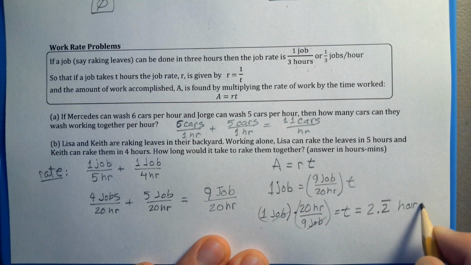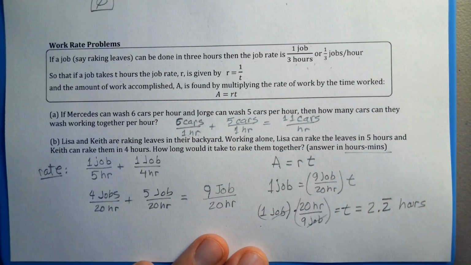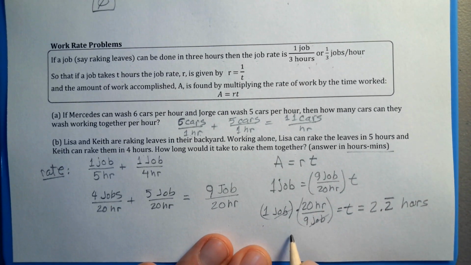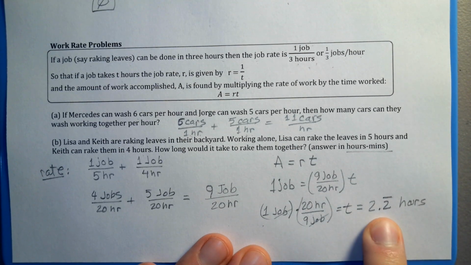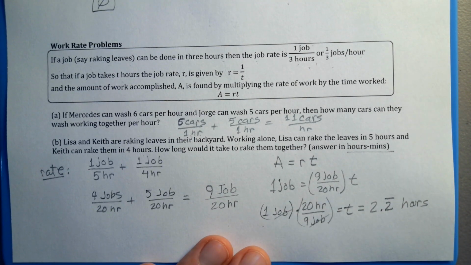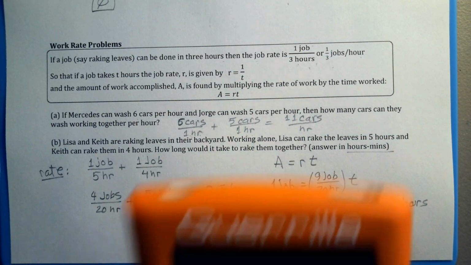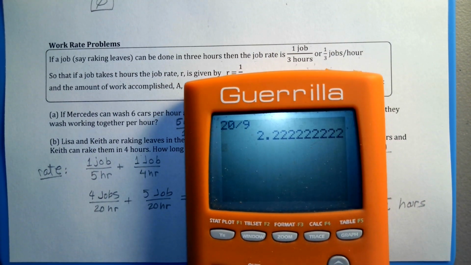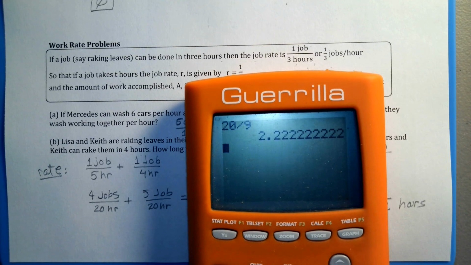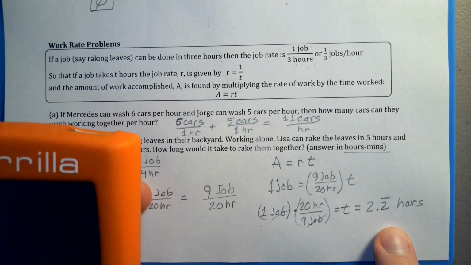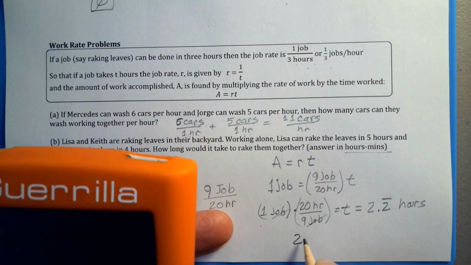It asks us to do it in hours and minutes. So, how do you do this? So in your calculator, let me just put this in my calculator. We had 20 divided by 9. And so we have 2.222 repeating. And so how do I do that? So I'm going to take away the 2. So I know it's 2 hours.